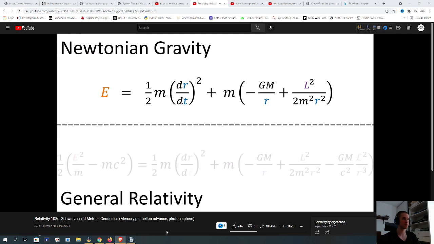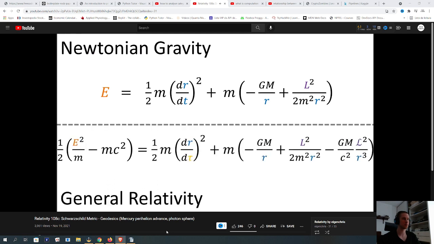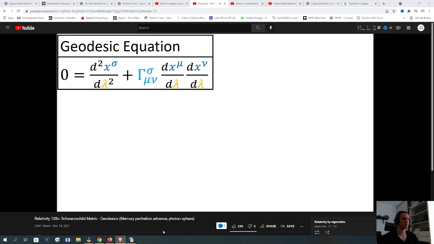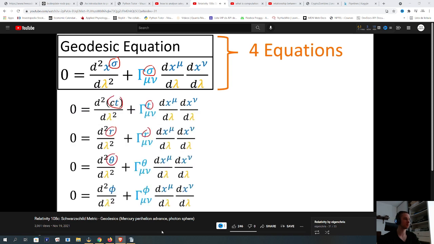We're going to find that the equation describing the orbit in general relativity is nearly the exact same as in Newtonian gravity, but with some slight changes. So our geodesic equation is actually 4 separate equations, one for each spacetime coordinate. This sigma index can refer to any of the 4 spacetime variables, ct, r, theta, and phi.